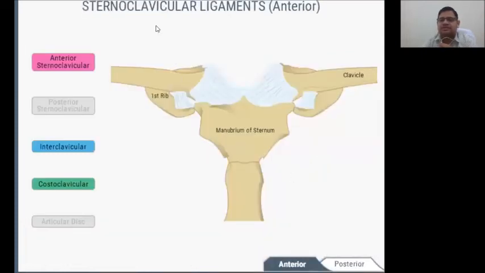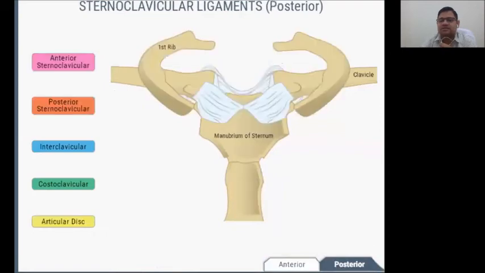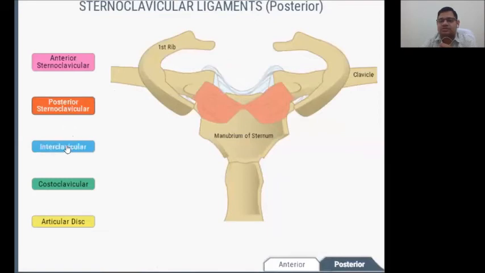Now, as we have said that sternoclavicular ligaments are four in number, so you can see here, the anterior sternoclavicular ligament is this. The posterior sternoclavicular ligament will be from the posterior side. I will show you, like you can see here, the posterior sternoclavicular ligament, which will be seen from the posterior side.